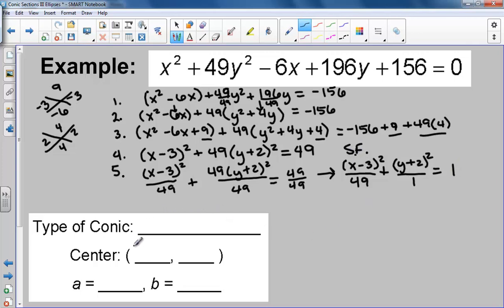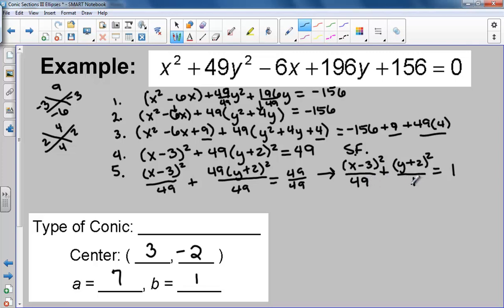So I can find my center. My center is going to be 3, negative 2. I can find my a value. A is going to be the square root of 49 or 7. B is going to be the square root of 1, which is still 1. And then I can tell what type of conic this is. If this number turns out to be the same as this number, when I have done everything, I had a circle, because that means that it goes out the same distance that it goes vertically. So horizontal and vertical would be the same.